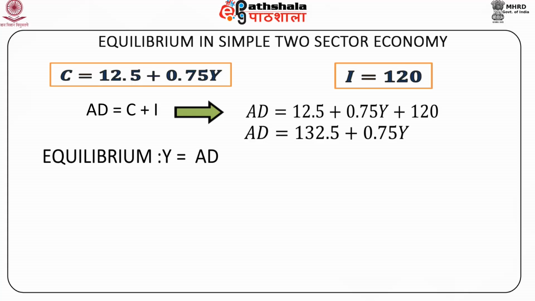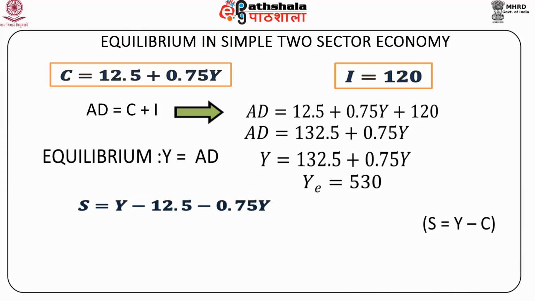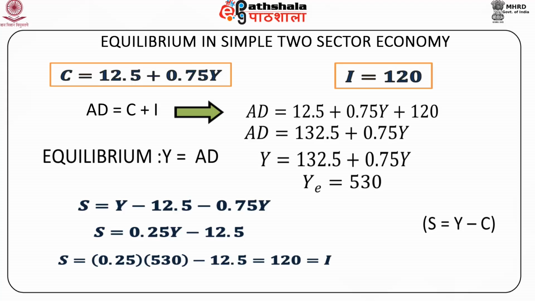Also, y is equal to C plus I and S is equal to I at the equilibrium. Therefore, we can show that S is equal to y minus C, that is, S is equal to y minus 12.5 minus 0.75y, which is equal to 0.25y minus 12.5. Substituting the value of y, that is 530, in this equation, we get S is equal to 0.25 multiplied by 530 minus 12.5, which is equal to 120 and which is finally equal to the investment. Hence, at this output level, savings is equal to investment.